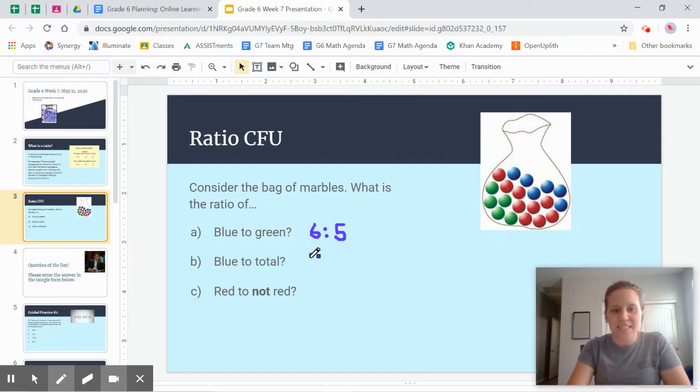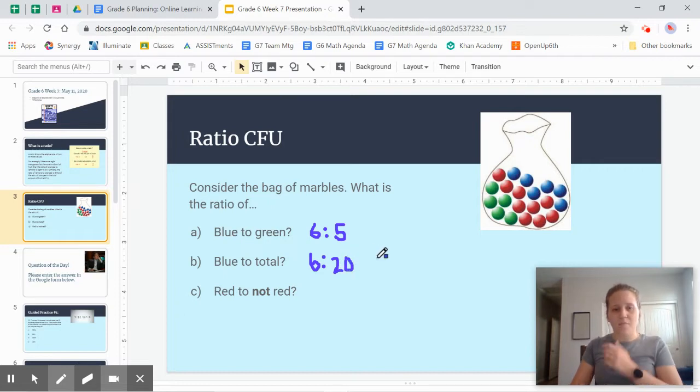We know that there are 6 blue marbles. Do we know how many total there are? Let's see, I know there's 6 blue and I know there's 5 green, so that's 11, plus 1, 2, 3, 4, 5, 6, 7, 8, 9. Oh, plus 9, that's 20. 6 to 20.